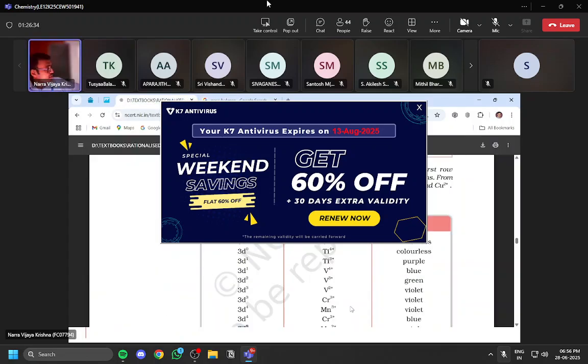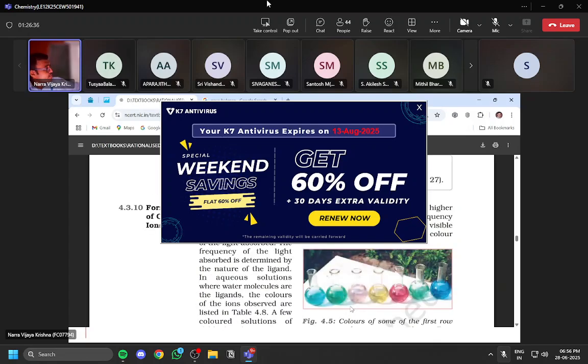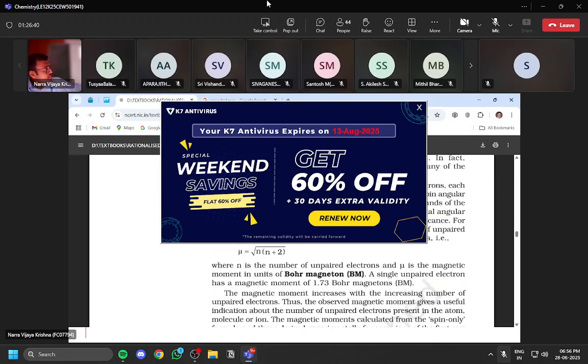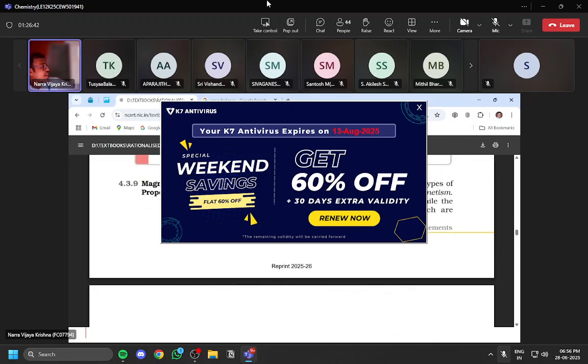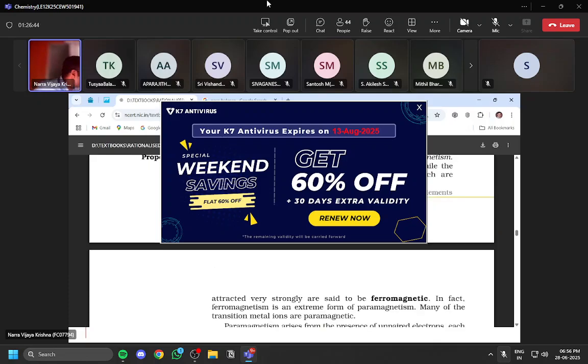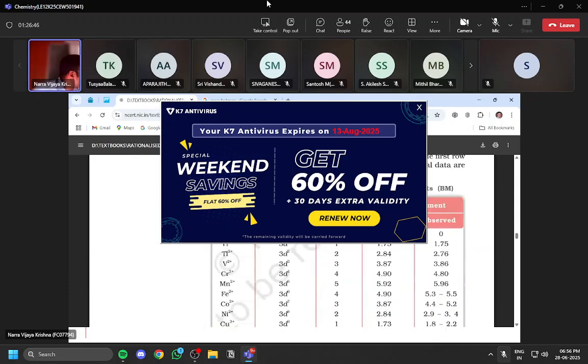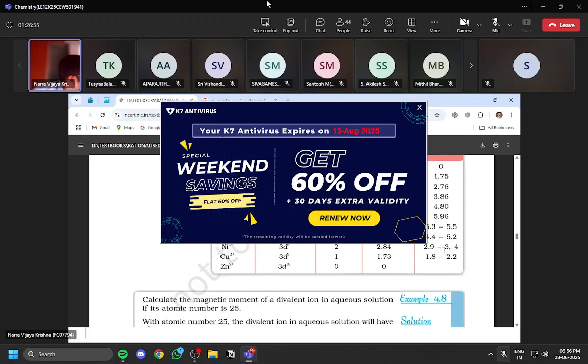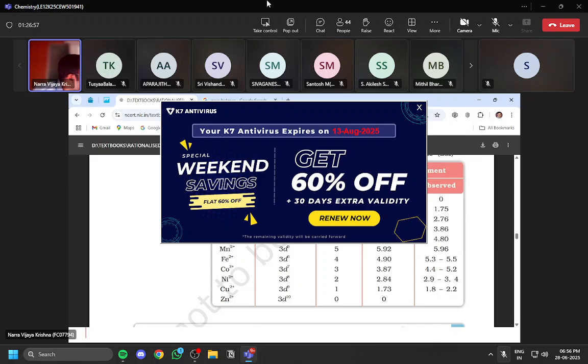So we are done with the color of ions. Now we have seen magnetic properties. In this magnetic properties table, based upon the number of unpaired electrons, this is calculated, and this is experimentally observed. In a few cases, there is a difference between experimentally observed and theoretically calculated.